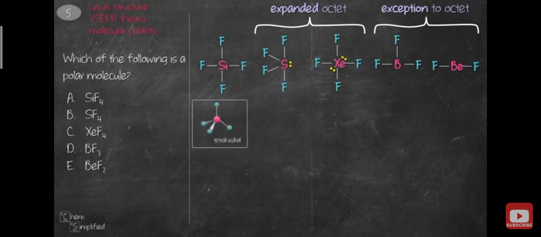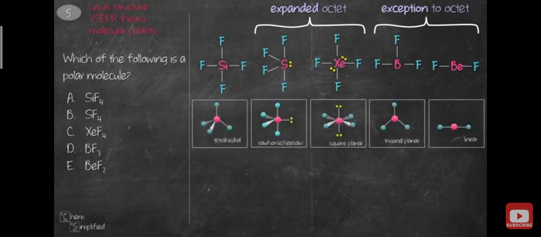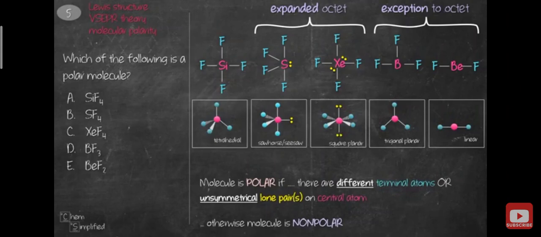From the Lewis structure, we figure out their geometry using the VSEPR theory. Now, the molecule is polar if there are different terminal atoms or unsymmetrical lone pairs on the central atom. All 5 of the molecules have the same terminal atoms, so we're going to focus on the lone pair. Notice that XeF4 has 2 lone pairs.